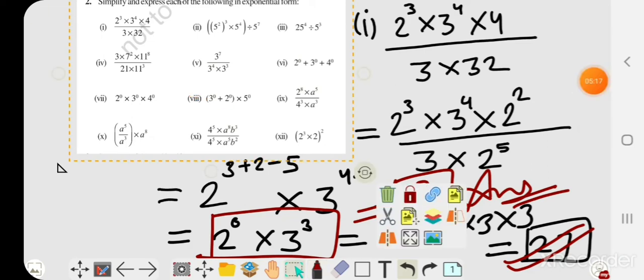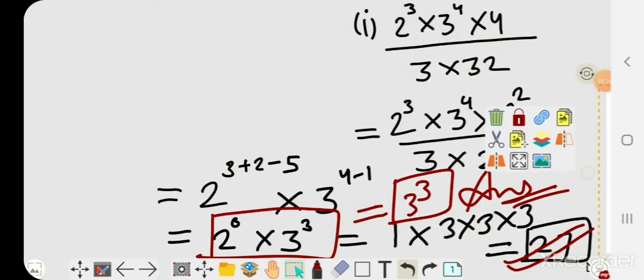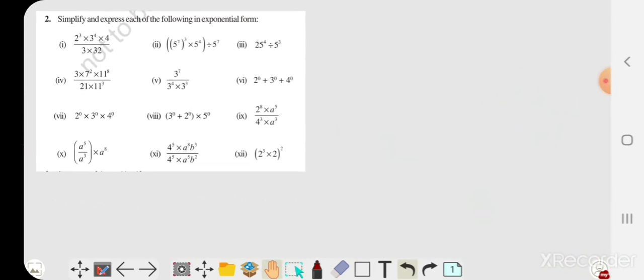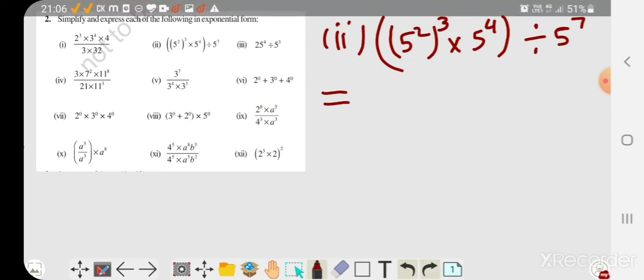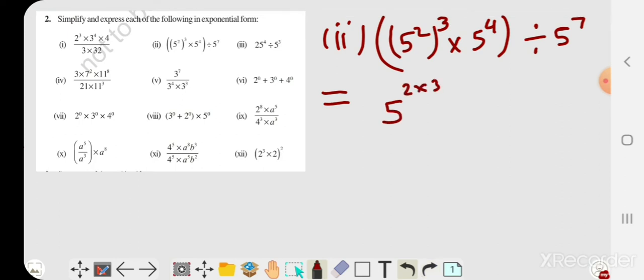Let's move to the next part. Here I would like to do the second part also. 5 square whole cube into 5 raised to power 4 divided by 5 raised to power 7. At first we will solve the bracket. It's a raised to power m raised to power n. In this case powers are multiplied. So it will be 5 raised to power 2 into 3. Then into 5 raised to power 4. Then after, divided by 5 raised to power 7.